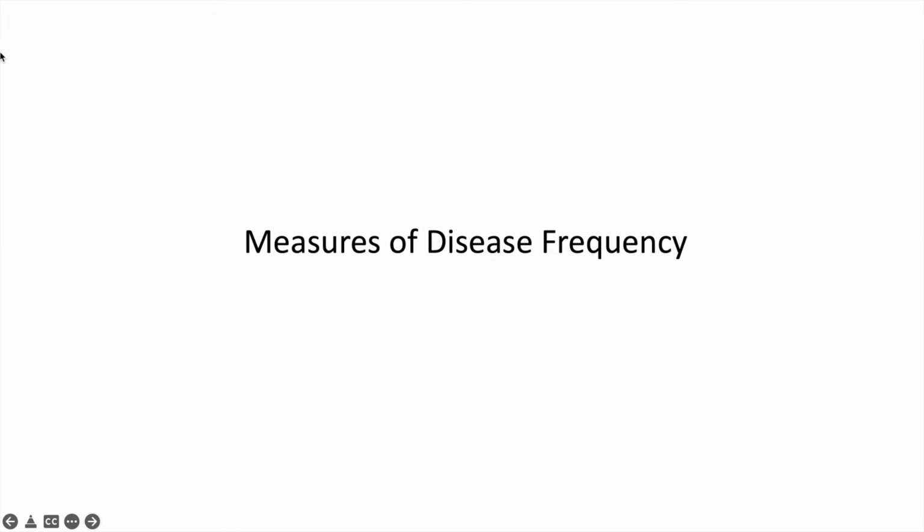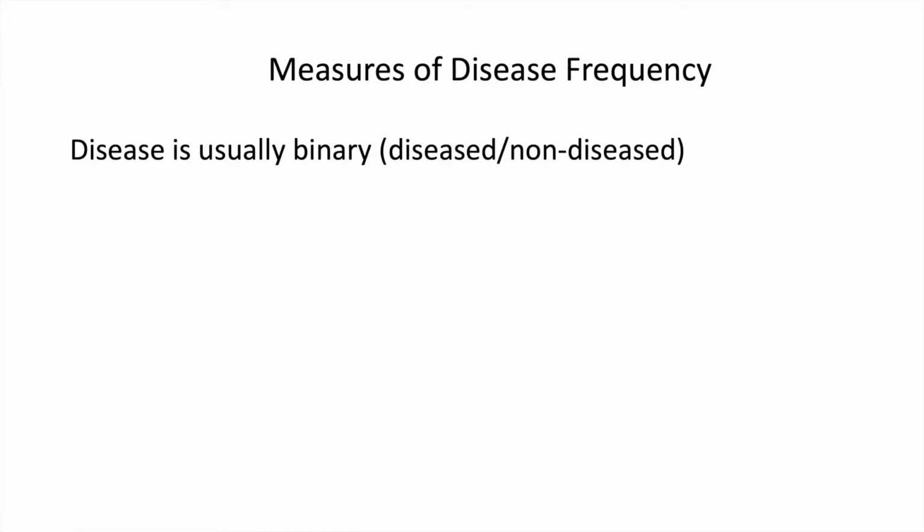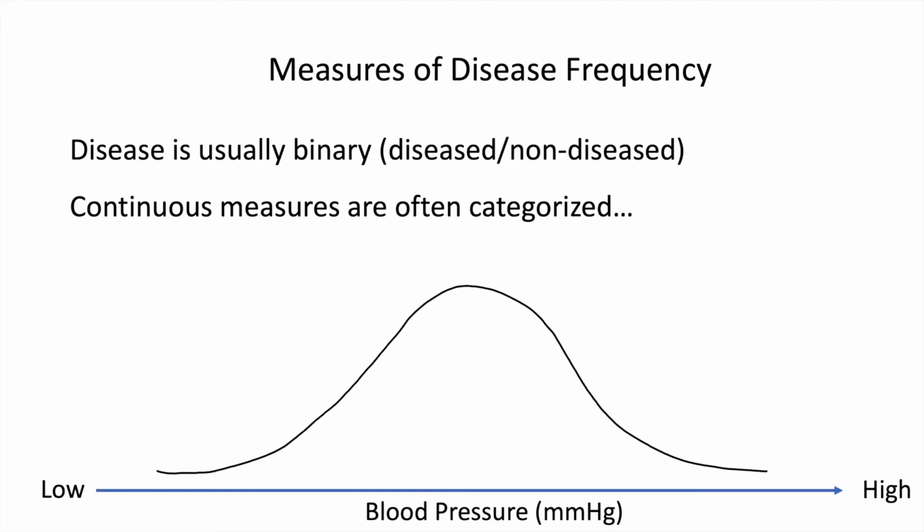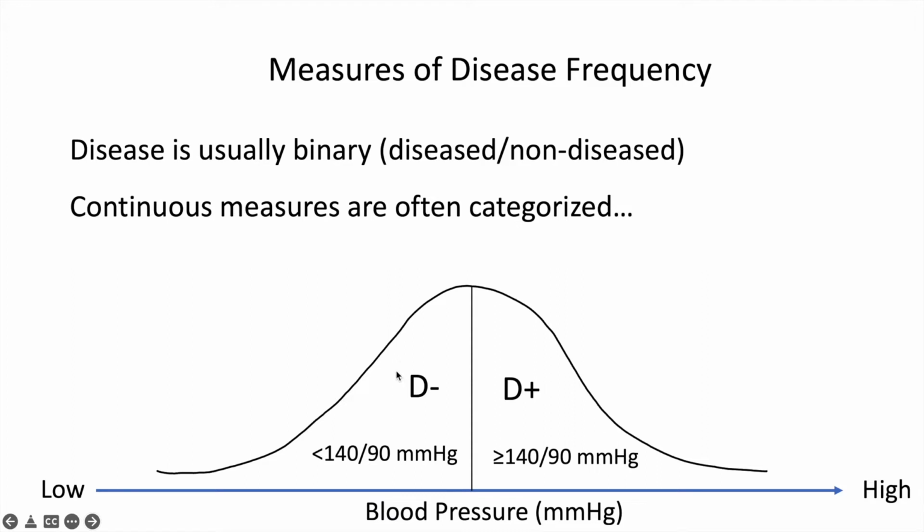This video is going to cover common measures of disease frequency. So disease is typically measured as binary, so diseased or not diseased, although there's a lot of illnesses that the actual measurement that you take to diagnose it will be continuous. An example is blood pressure that will have a range of values from low to high, representing a normal distribution, but we typically dichotomize it into high blood pressure and low blood pressure, even though it originally came from a continuous measure. So from here on out, I'm going to talk about disease as something categorical that it is or it isn't.